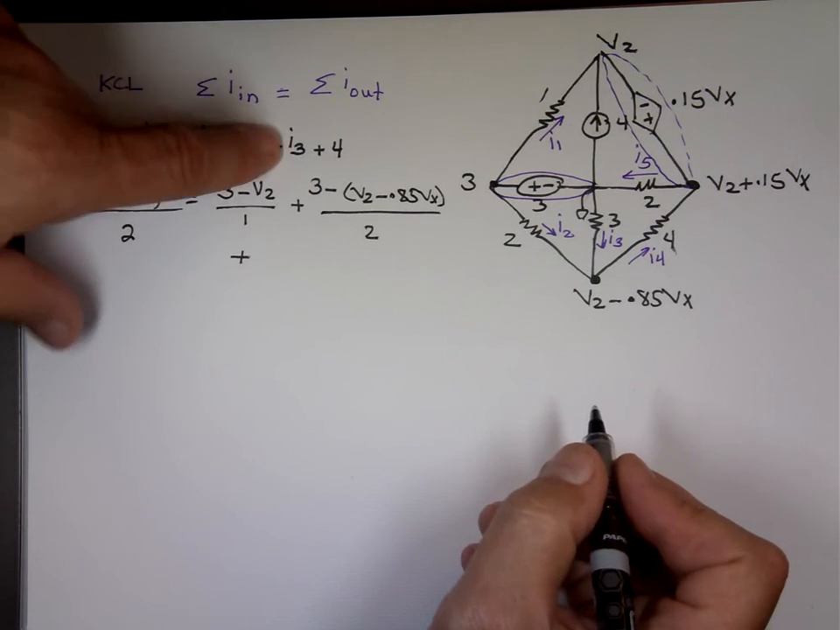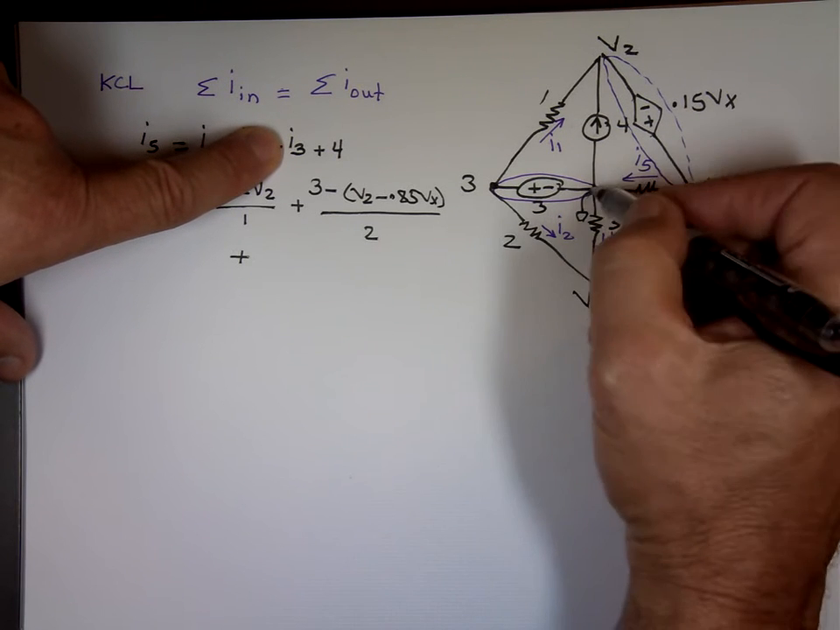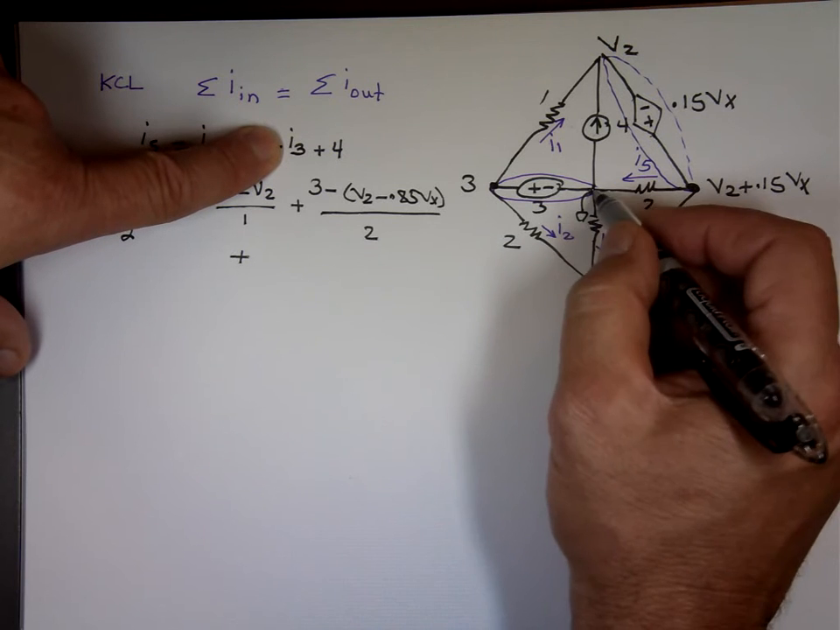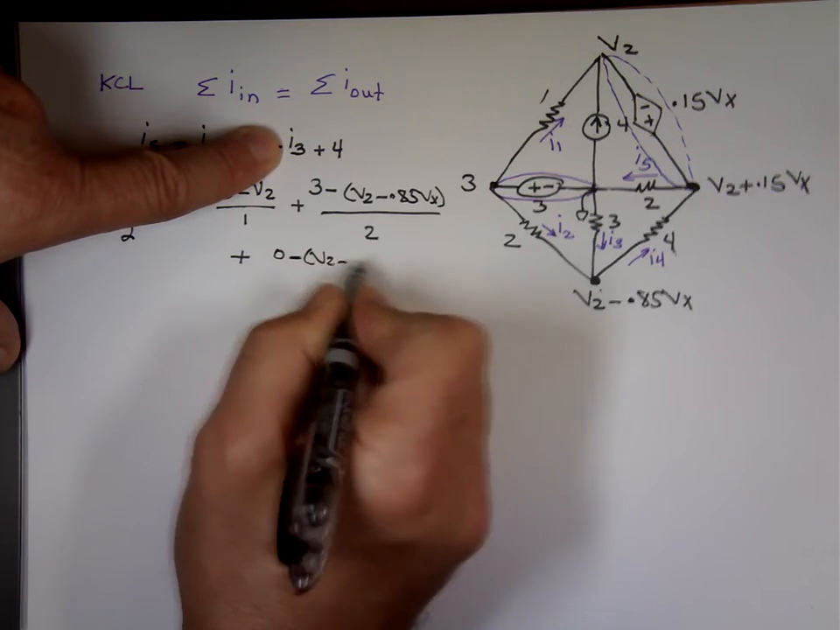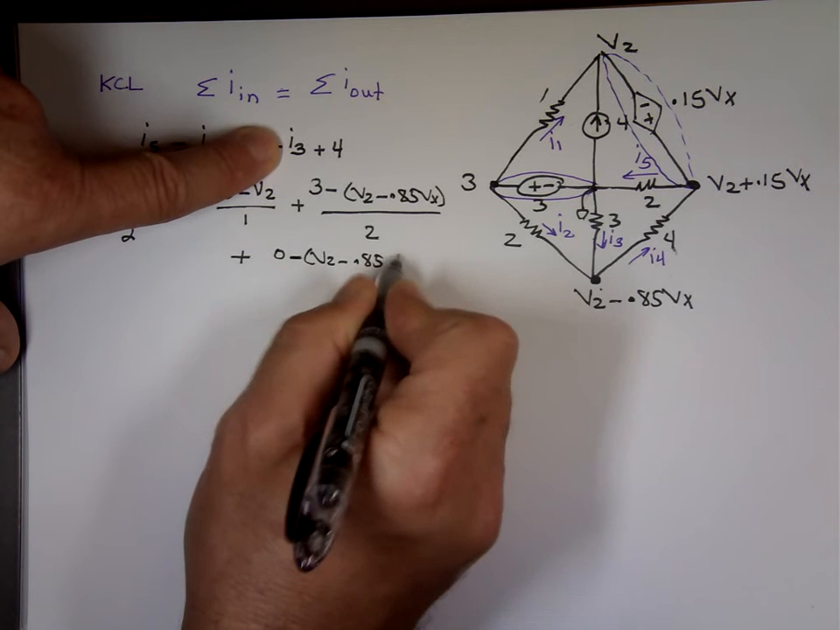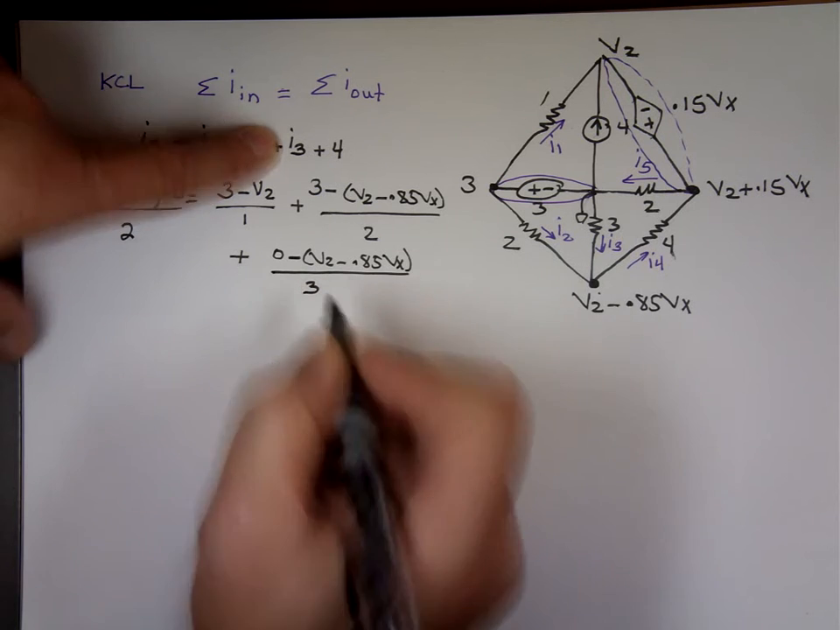I sub 3. Where's I sub 3? That's the current coming down. Down is going to be that voltage minus this one. What's that voltage? 0 minus, divided by 3 and plus the 4.